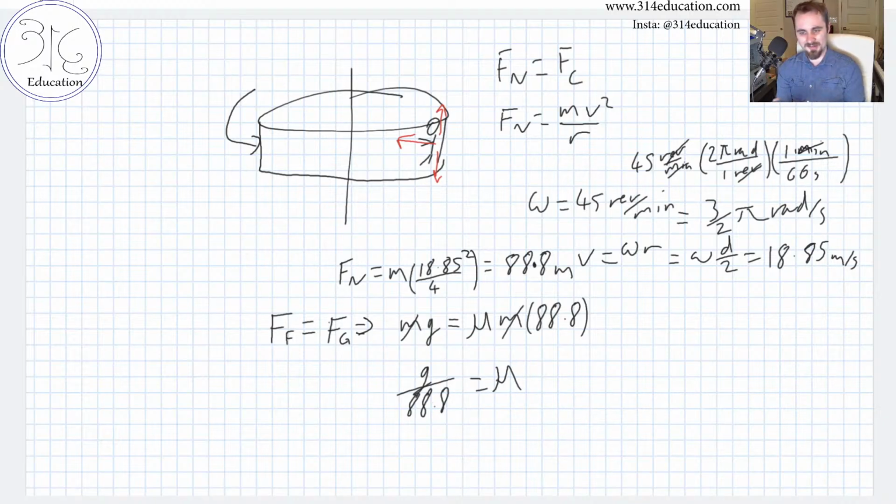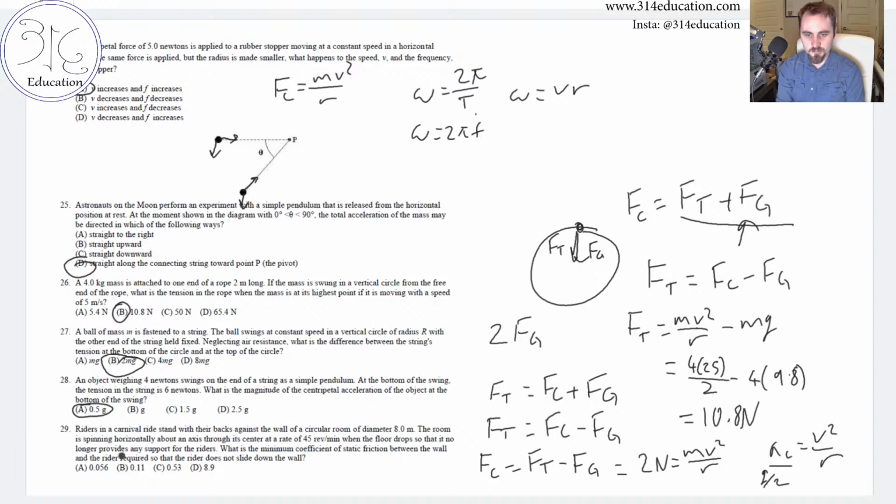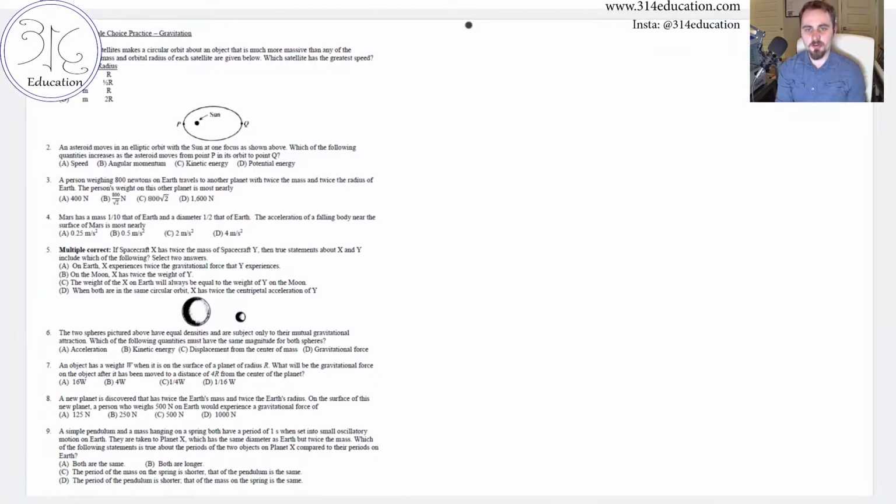9.8 divided by 88.8, it is 0.11. 0.11, which is B. Look at that. Very nice. Good. All right, let's move on. So now that was the last of the circular motion multiple choices. Went by pretty quickly. And now we're going to take a look at gravitational problems.